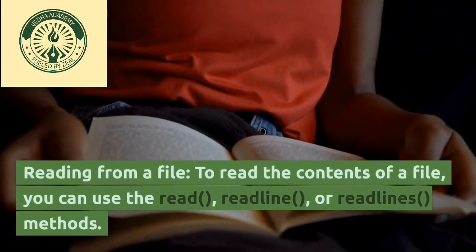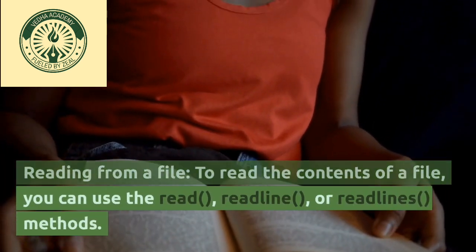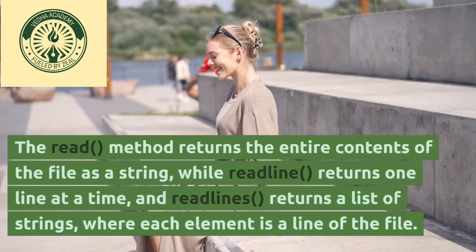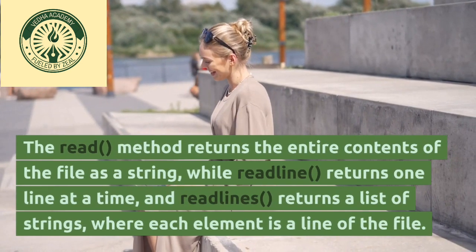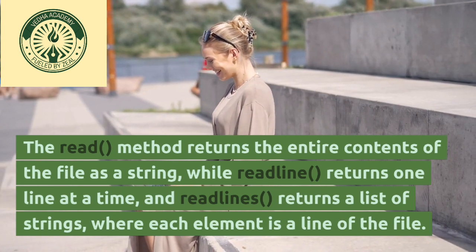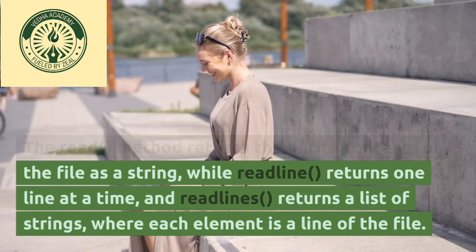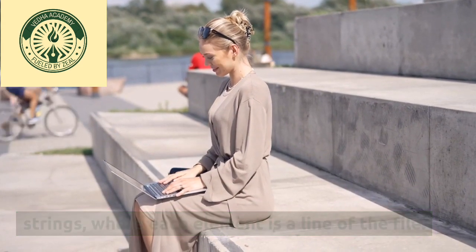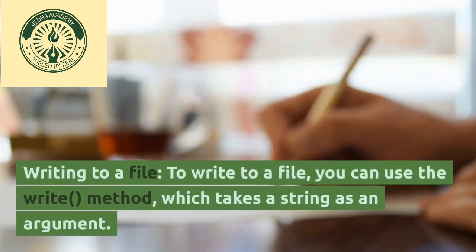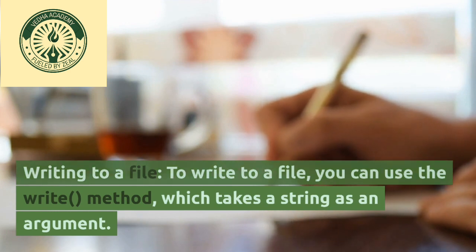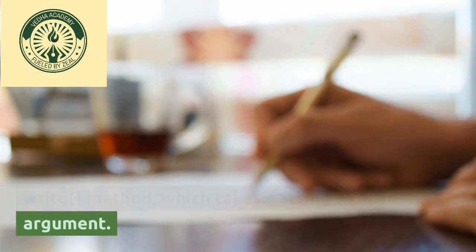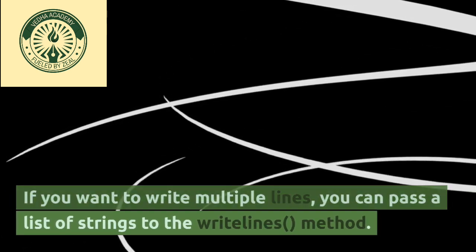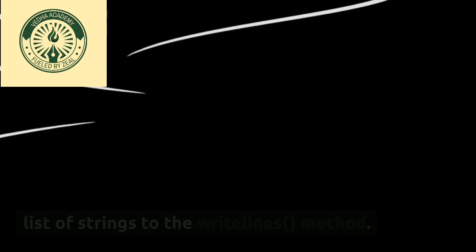Reading from a file. To read the contents of a file, you can use the read, readline, or readlines methods. The read method returns the entire contents of the file as a string, while readline returns one line at a time, and readlines returns a list of strings, where each element is a line of the file. Writing to a file. To write to a file, you can use the write method, which takes a string as an argument. If you want to write multiple lines, you can pass a list of strings to the writelines method.